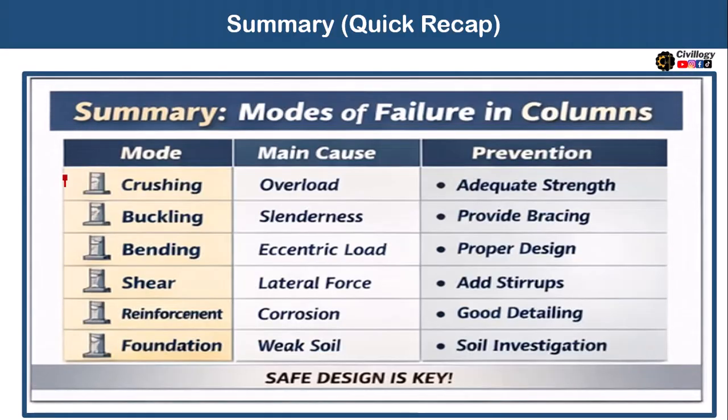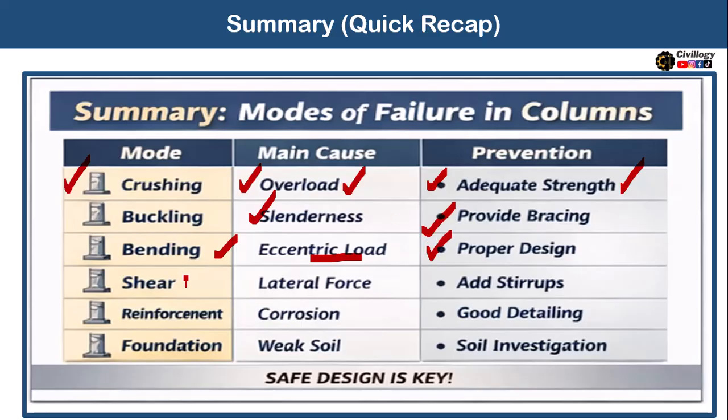Now let's have a quick recap. So these are different failure modes of the column. The first one is crushing. The main cause of it is overloading, and it could be prevented by adequate strength. Okay, as it is due to overload, provide adequate strength. The second mode of failure is buckling. It is due to slenderness, provide bracing or lateral supports. Okay, the third mode of failure is bending. It is due to eccentric loading, and proper design can prevent this type of failure.